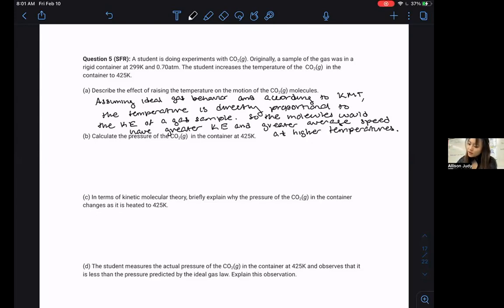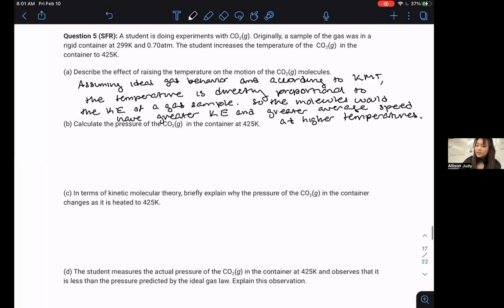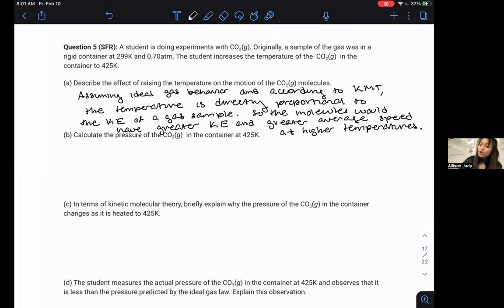All right. 2, calculate the pressure of CO2 in the container at 425 Kelvin. So what's interesting about this is we don't know very much information, but we do know temperature and pressure. That's what we're given. And we know it's a dynamic change. So what we're looking at here is Charles' law, the isolation where we assume all else being equal, number of moles of gas particles and volume. And it says we're in a rigid container, so that is confirmed.